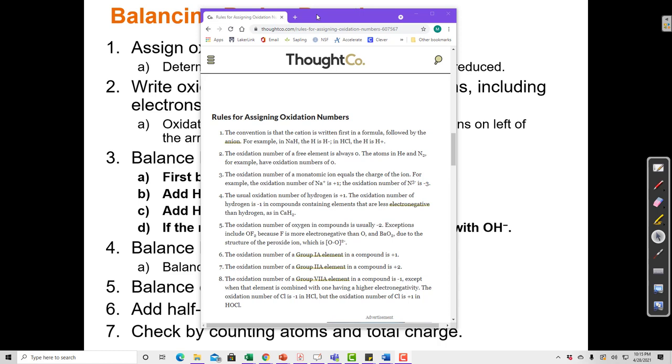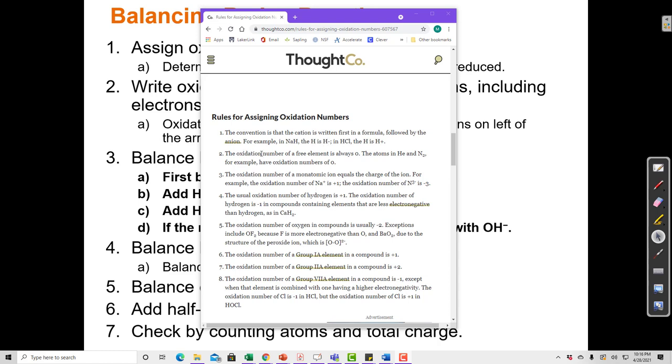Generally, when we write any chemical compound, the cation comes first and the anion comes second. So in a compound like NaH, the Na is positive and therefore the H is negative. But in a compound like HCl, the H comes first, so the H is positive and the Cl is negative. So we can see that the oxidation number of hydrogen is usually plus one, but sometimes it can be minus one.